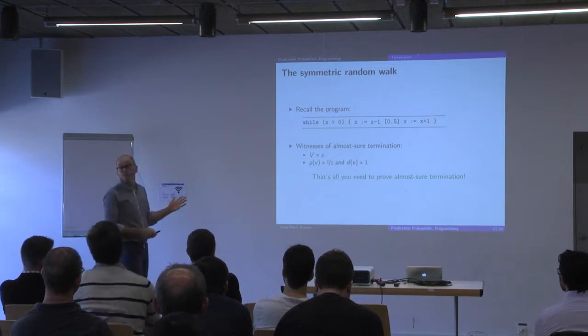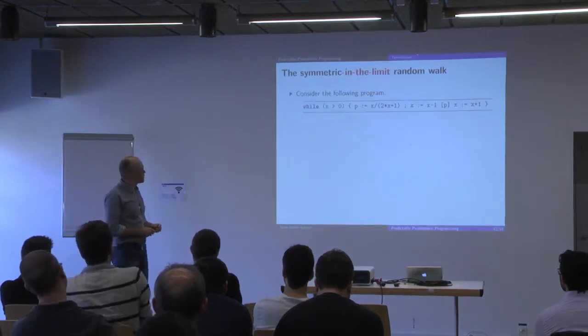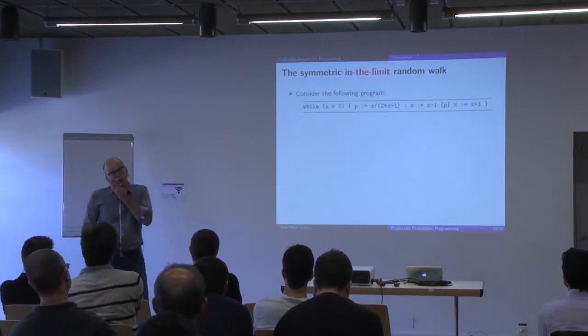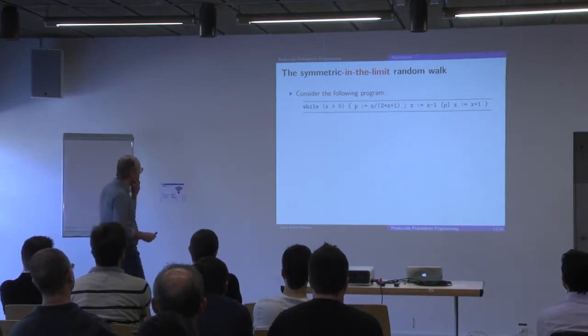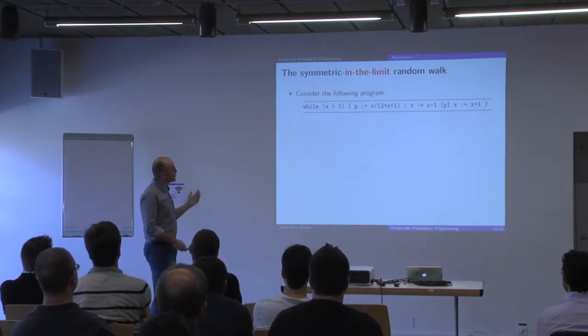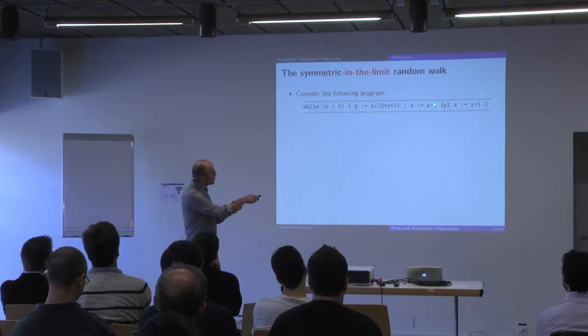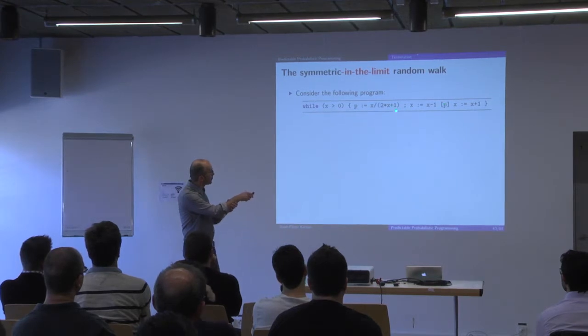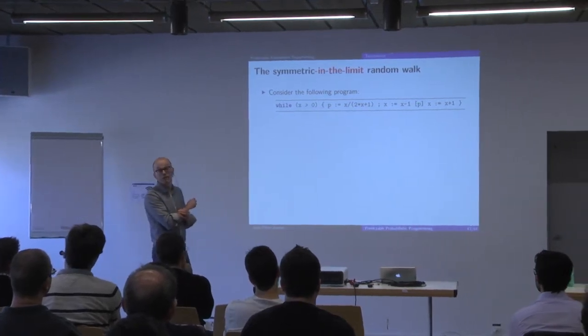Good, that's all you need. Now let's look at the symmetric in the limit random walk. This is a bit more tricky. So here you have a random walk. Again, you go with a certain probability to the left or one position to the right, but now this probability p depends on the position where you are.